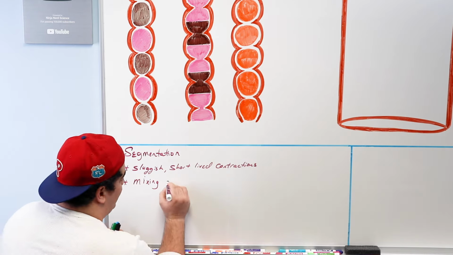All right, so look how this works. We have different points of the small intestine where, whenever the food bolus comes into the small intestine, it causes distension.